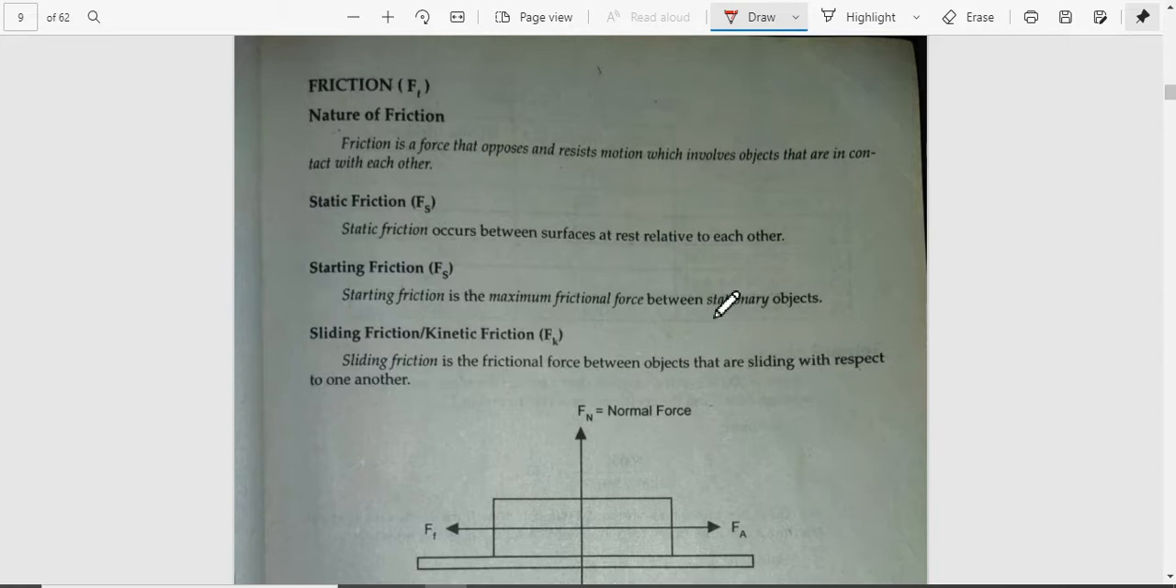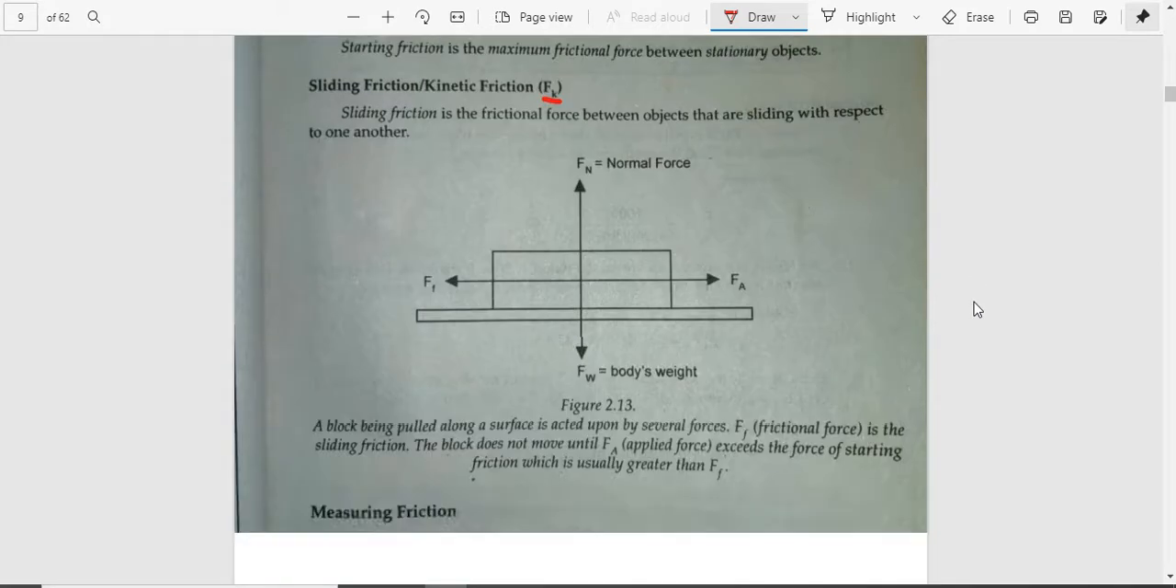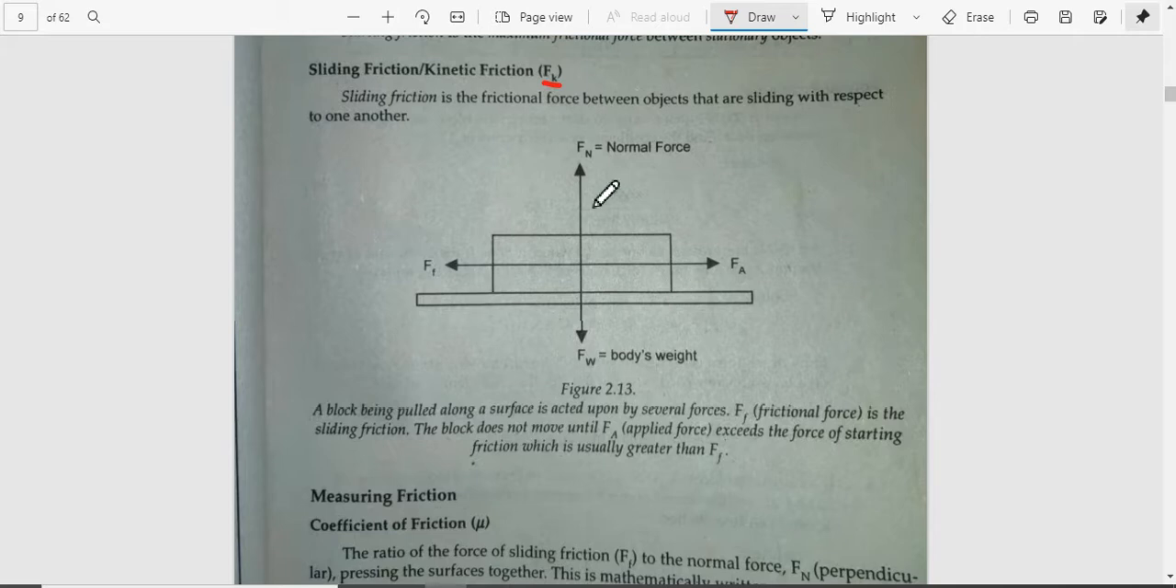Next is your sliding friction or kinetic friction. It is no longer Fs, it is now Fk as its symbol. Sliding friction is a frictional force between objects that are sliding with respect to each other. You have here an object, a square box. You have the normal force, which is present in every object that is in contact with a surface, in this example a floor. Next is your body weight, Fw, the body weight of your object.